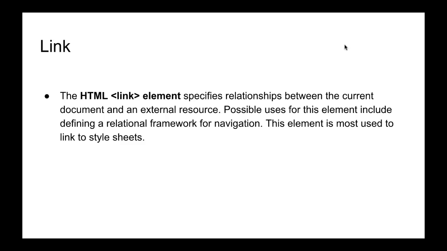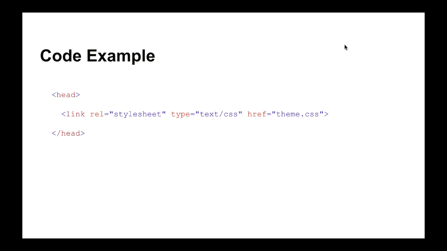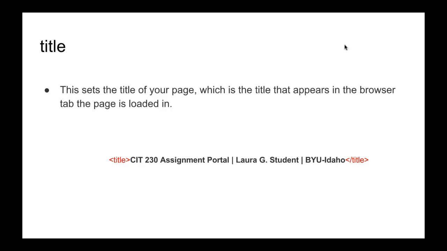Link. The HTML link element specifies relationships between the current document and external resources. Possible uses for this element include defining a relational framework for navigation. This element is most used to link to style sheets. This is a head code example.